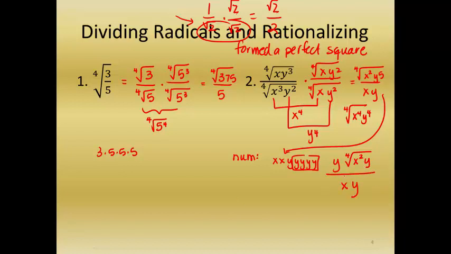Last step would be to reduce on the outside. And that leaves the fourth root of x squared y over just an x, because my y's would be able to cancel now that they're both outside of the radical.